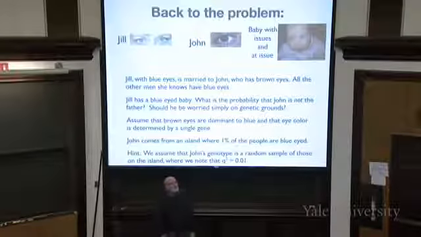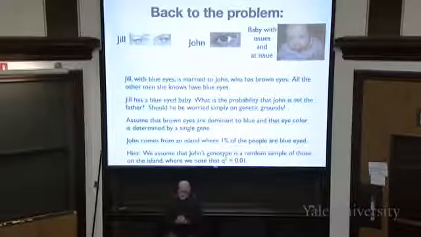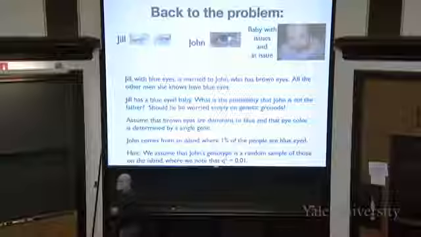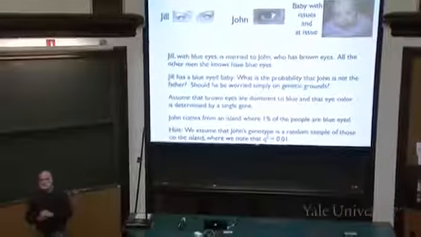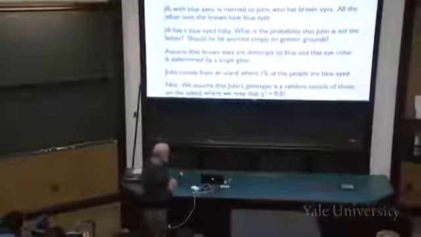Well, here's the hint. This is the one new piece of information I'm going to give you. We're going to assume that John's genotype is a random sample of those on the island, and therefore that q squared, that's the frequency of little a, is 0.01. So if q squared is 0.01, what is q? 0.1, right, 10% probability.